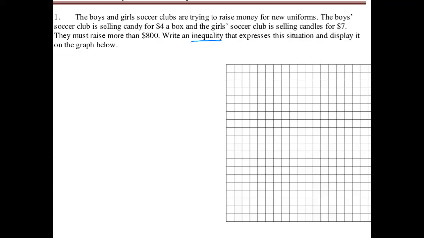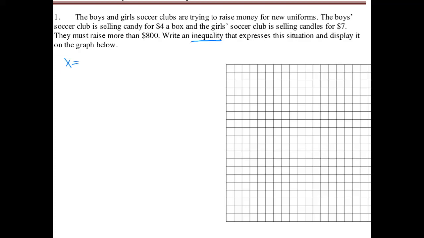problem. So for the first one here, it says the boys and girls soccer clubs are trying to raise money for new uniforms. The boys soccer club is selling candy for $4 a box, and the girls soccer club is selling candles for $7. They must raise more than $800. Write an inequality that expresses this situation and display it on the graph below, which again, we're going to go out to Desmos to do that piece. So first and foremost, for all of these, we should be writing two variable inequalities.